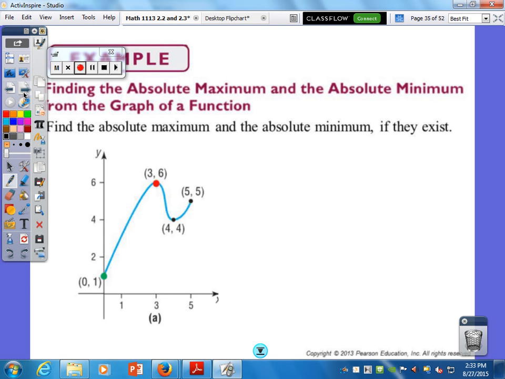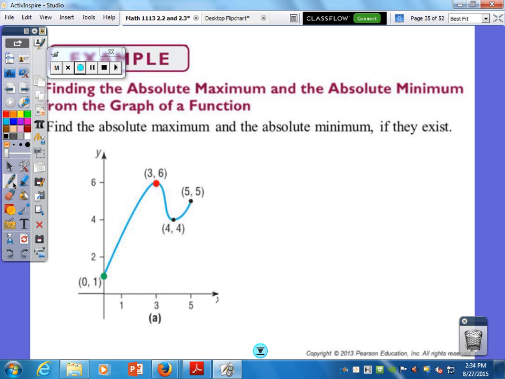So finding the absolute maximum and absolute minimum, if they exist, well, over this particular graph, we do have the absolute highest spot and we do have the absolute lowest spot. Notice that 4, 4 is not an absolute minimum, right? It is a local min, but it is not an absolute min. So when you're asked for absolute maxes or mins, go to the highest, that's your absolute maximum, and go to your lowest, that's your absolute minimum.